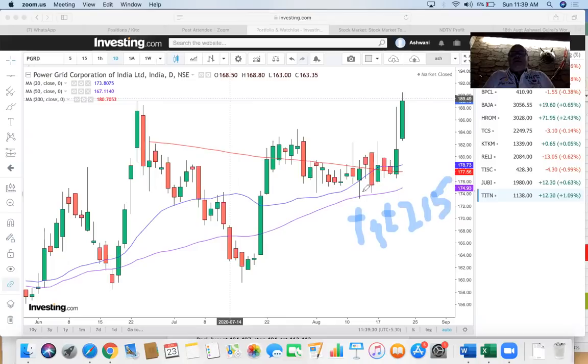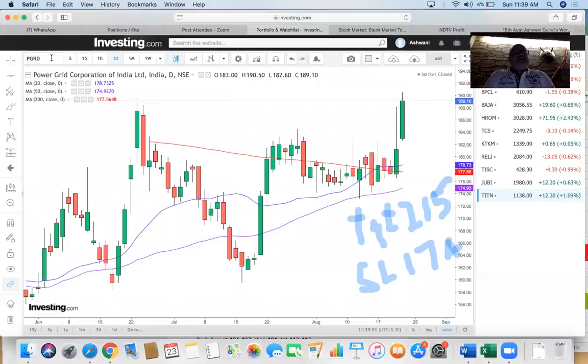Stop somewhere here. So SL is 174. Okay. The idea is to buy all of these things on decline. So do not chase into these stocks and slowly build up your swing trade.